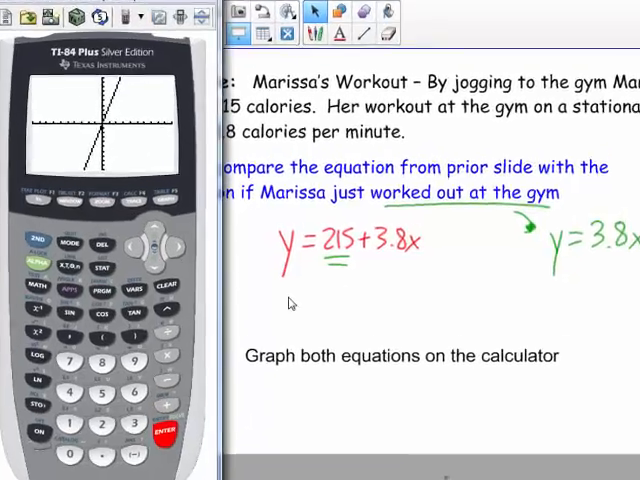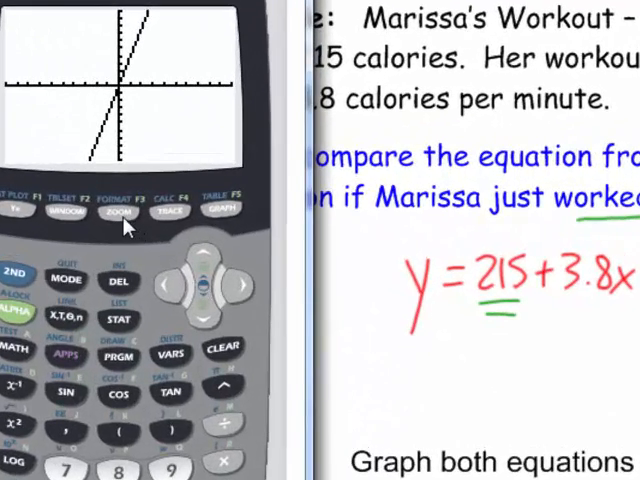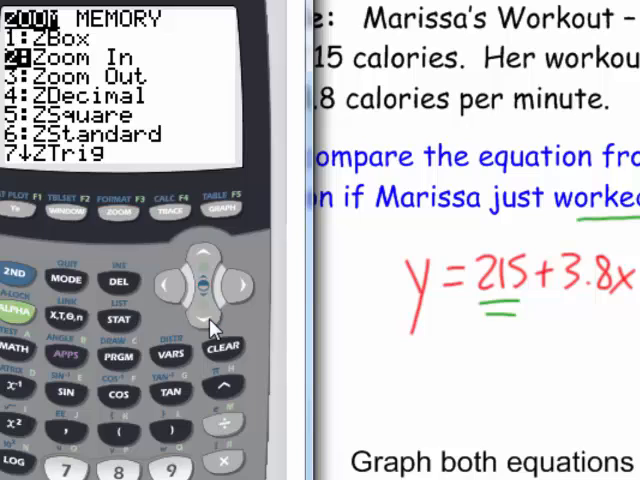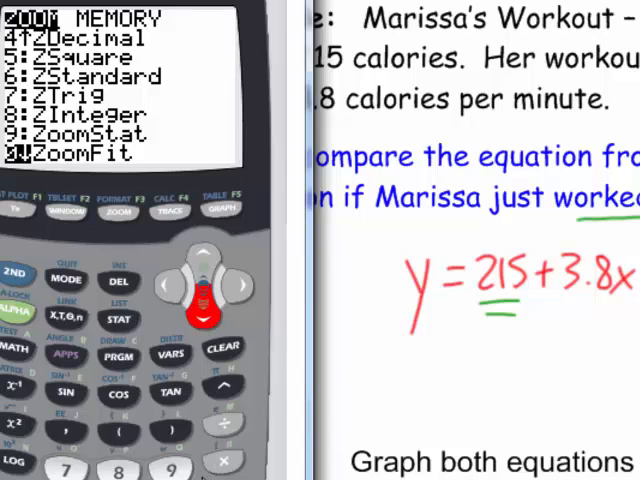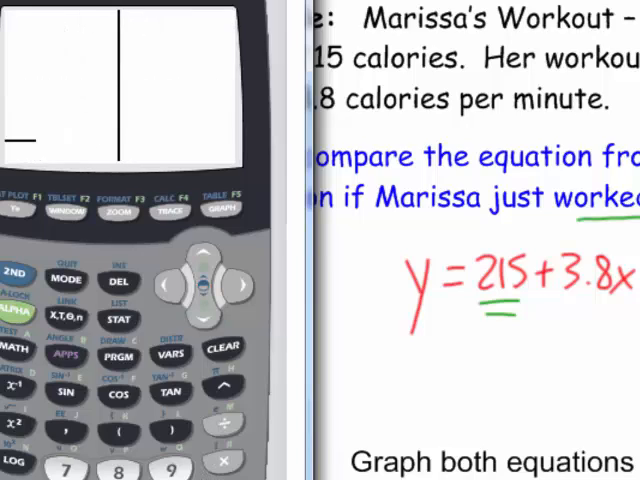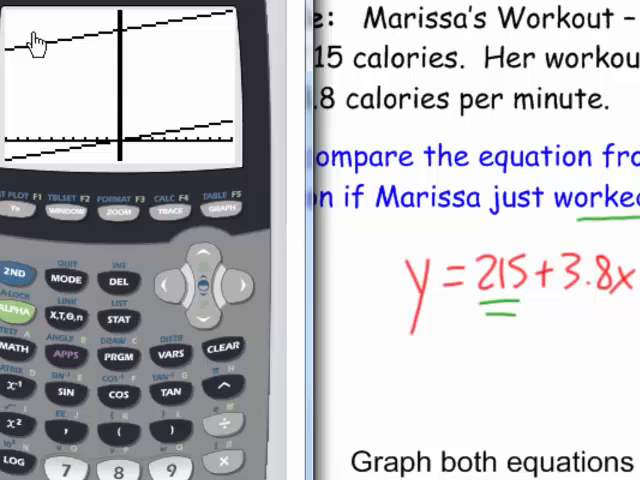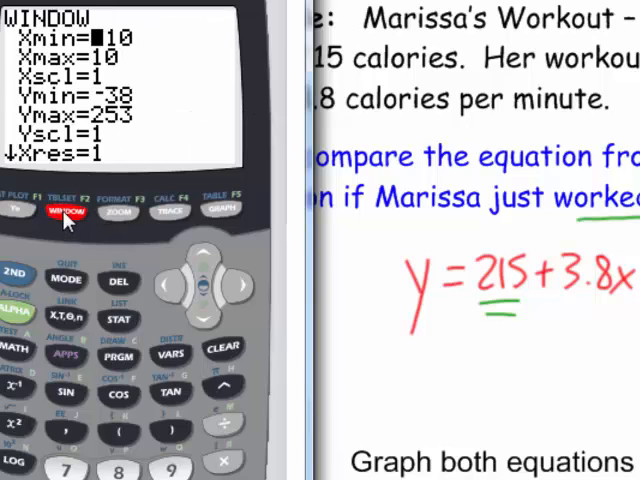Well, in order to get them both to appear, there's another zoom option we can try. This is called zoom fit. So we got to go all the way down to 10, zoom fit. There we go. So now your screen will actually fit both equations. And if you're still having trouble, that's when you can adjust your window.